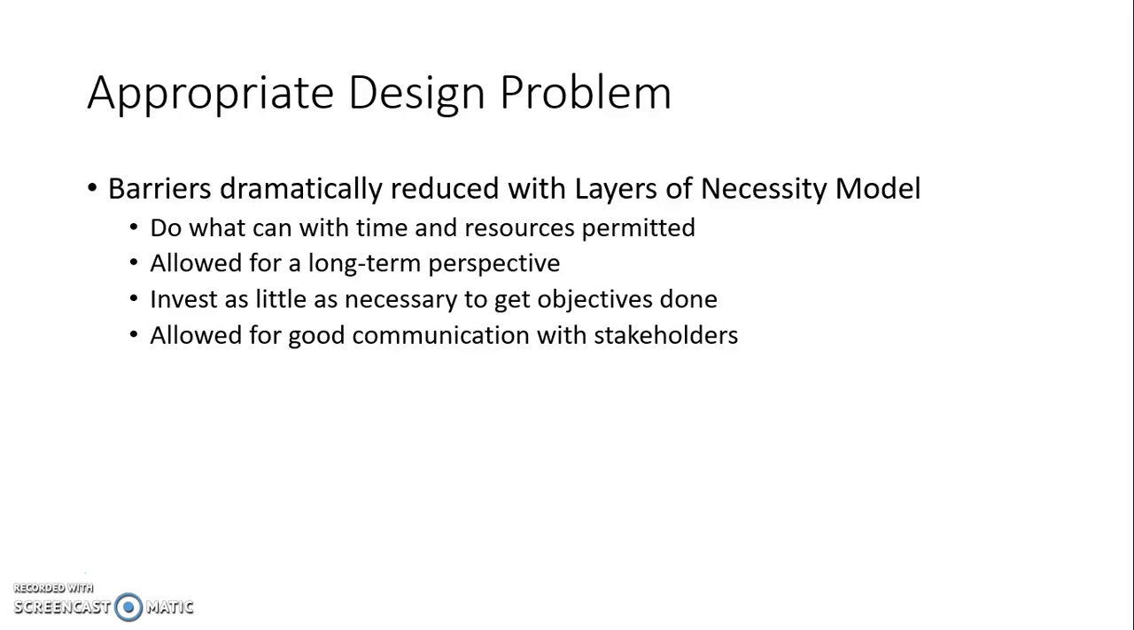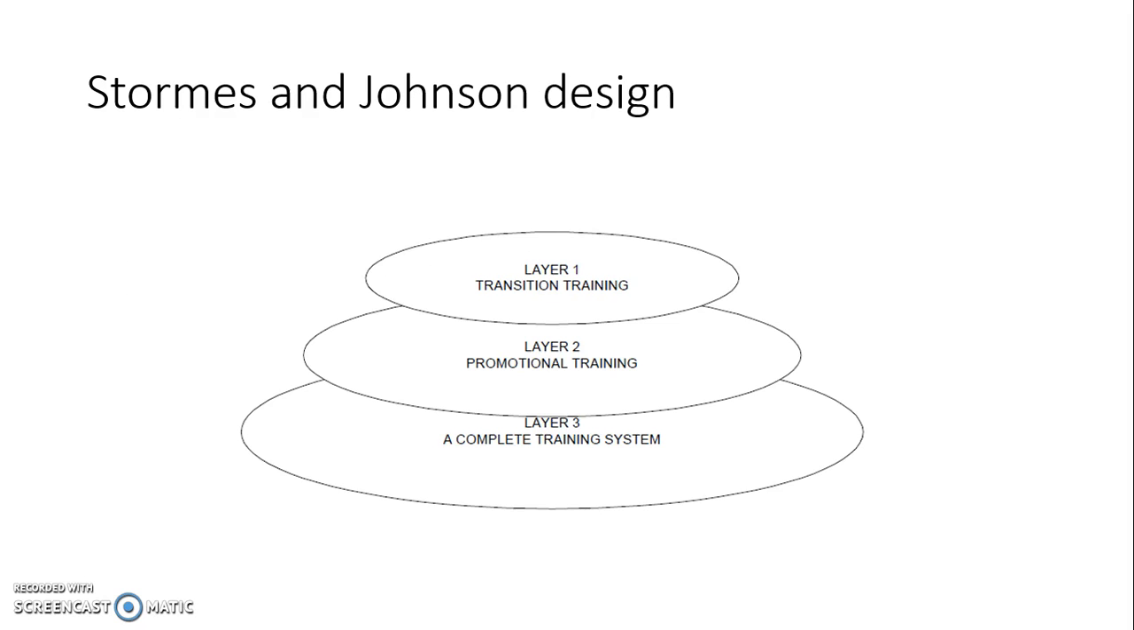Well, Storms and Johnson used this layers of necessity model and found that these different time and resource barriers were dramatically reduced because they did what they could with the time and resources allotted. This also allowed for a much longer term perspective, that they know they're going to keep coming back and refining as they go. So they're investing as little as necessary in order to get the objectives done and done well. So that resulted in good communications with the stakeholders.